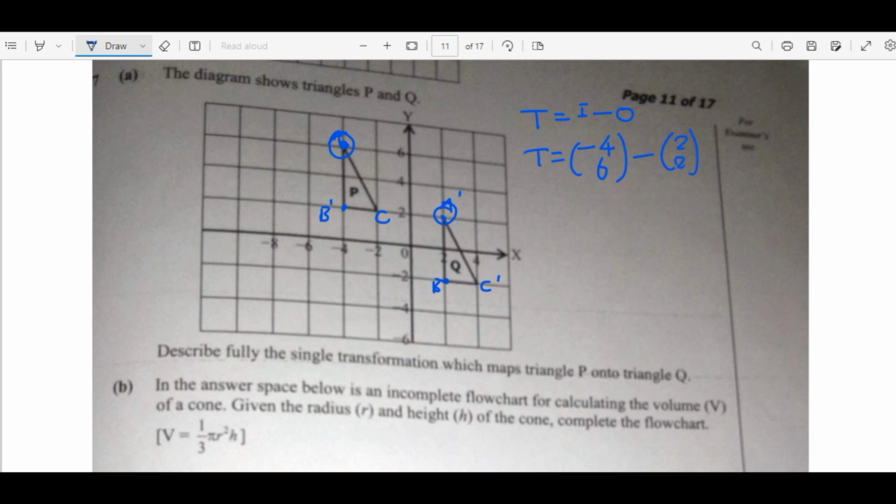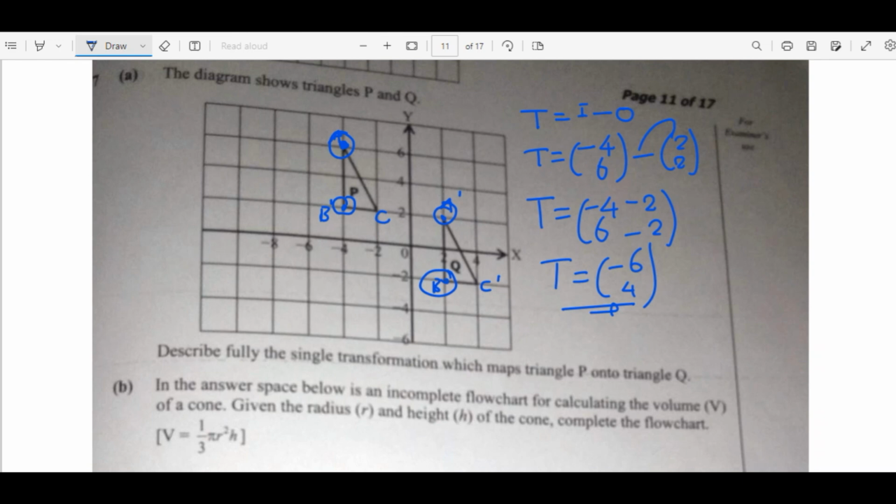So the answer will be -4 minus 2, which is -6. Here we are going to have 6 minus 2, which is 4. This is our translation vector. Or if you want, you can get the point for B and the B image. The answer will always be the same. So the point here is that you can choose any of these points.